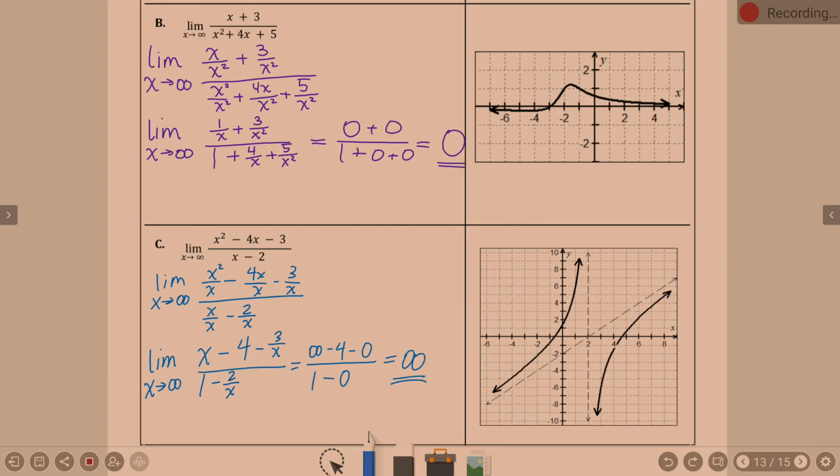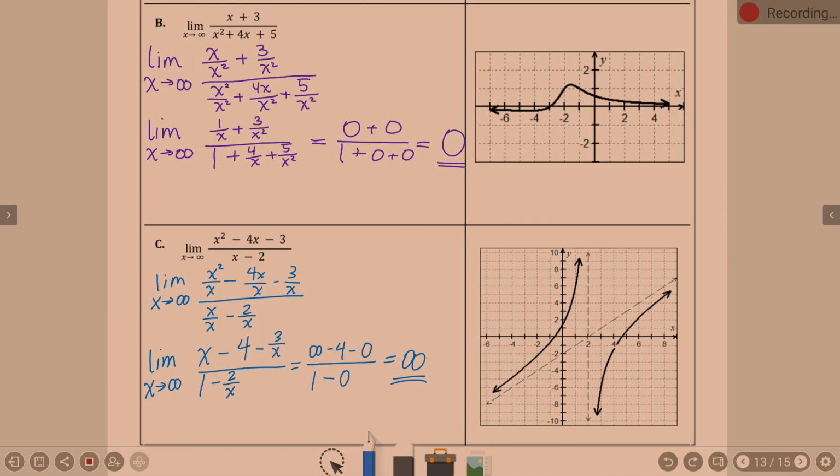So, I guess what we kind of need to transition to here is bigger power on top. No horizontal asymptote exists. Very possibly a slant asymptote exists. Now, does this make sense that as x approaches positive infinity, where's my graph going to go? It's going to keep going up, following that slant asymptote and going towards positive infinity.